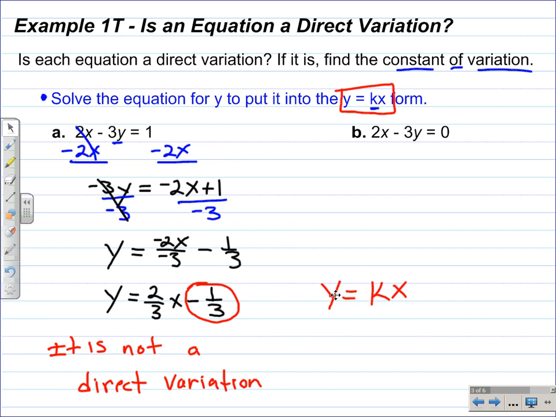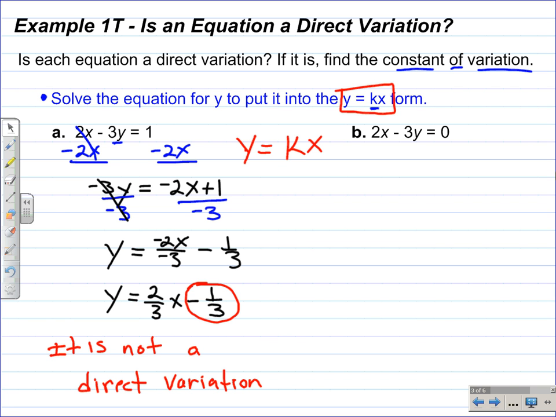Okay? So remember, given an equation, to determine if it's a direct variation, we have to be able to put it in this form. And this equation, 2x minus 3y equals 1, could not be put into that form. So that's going to be the goal here. Can we put this equation, 2x minus 3y is equal to 0, into the form y is equal to kx?